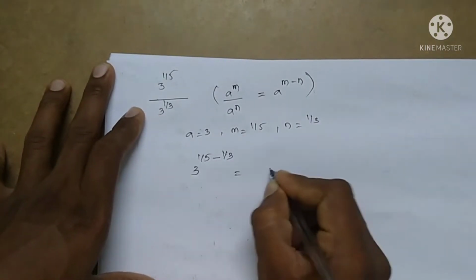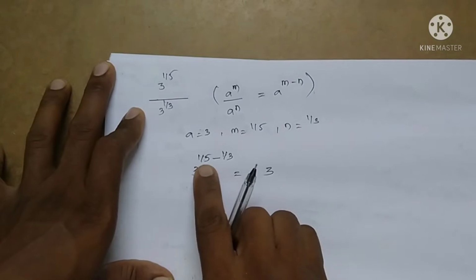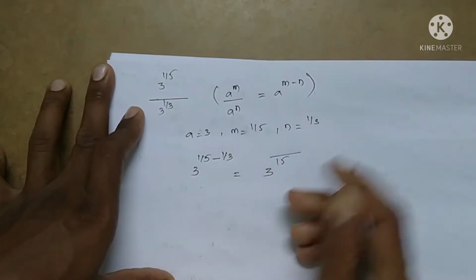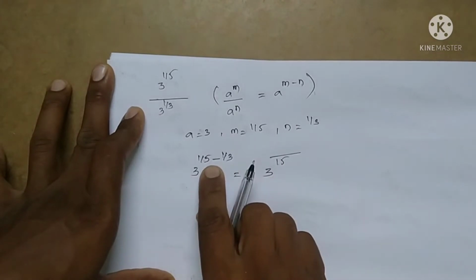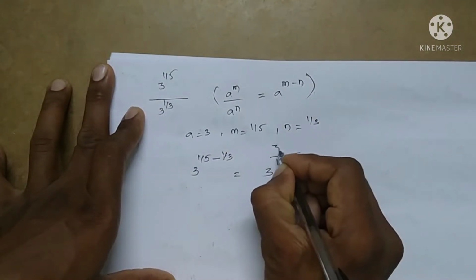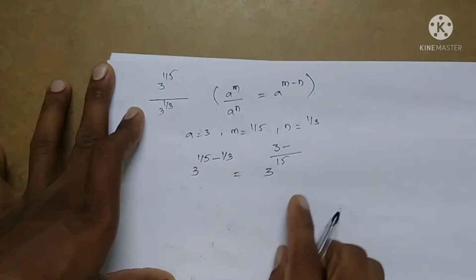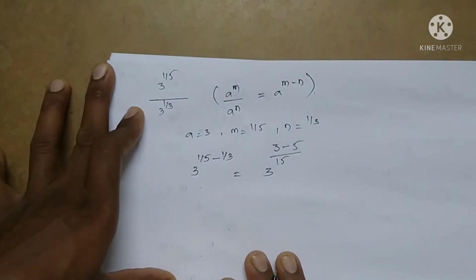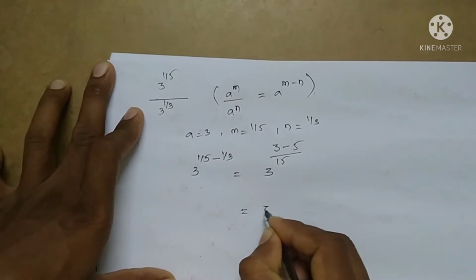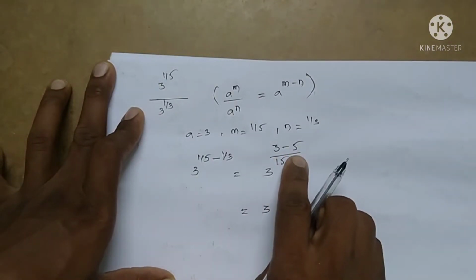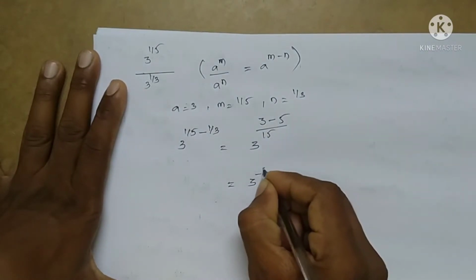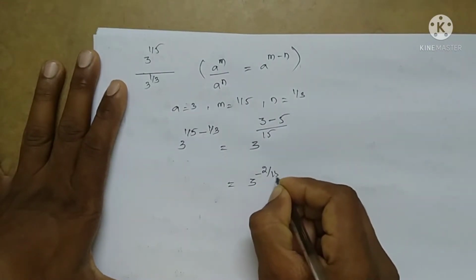So 3 to the power of, here the denominators are 5 and 3. LCM is 15. 5 threes are 15; 3 into 1 is 3, minus 3 fives are 15; 5 into 1 is 5. So that is equal to 3 power (3 minus 5)/15. What is the result? Minus 2, right? So minus 2 by 15.